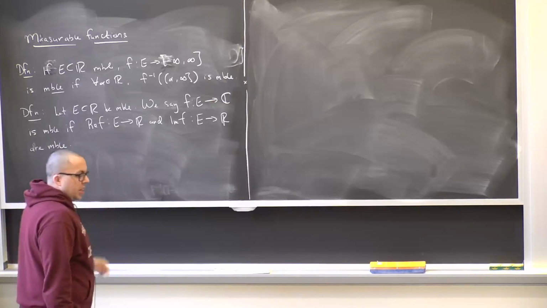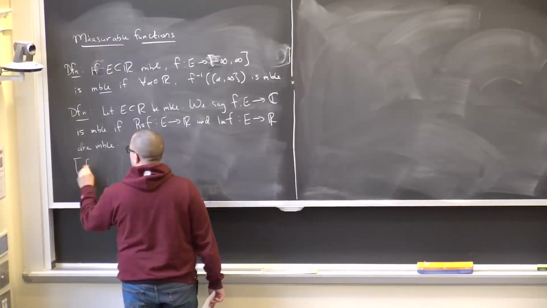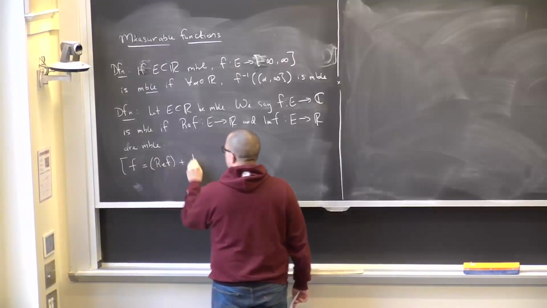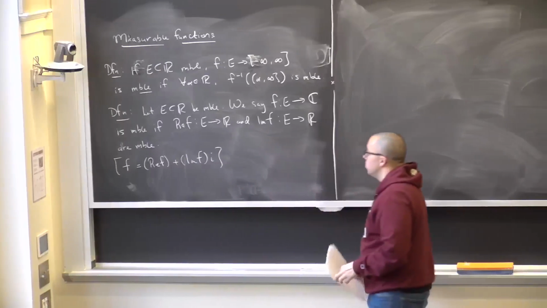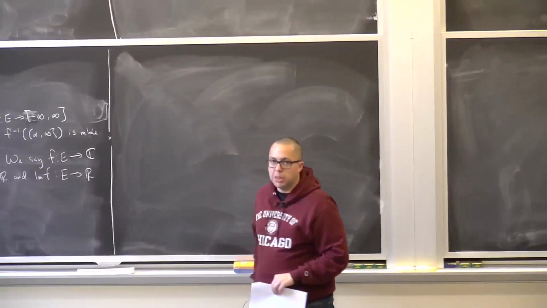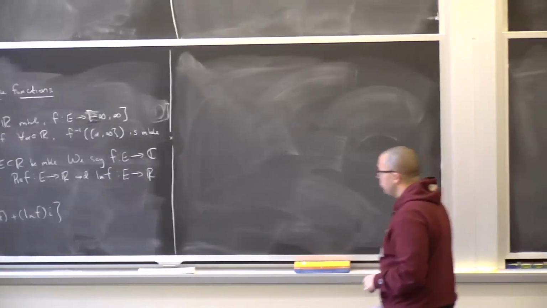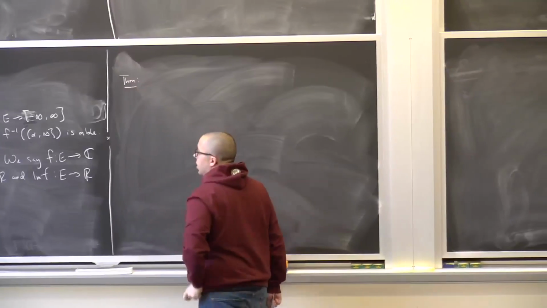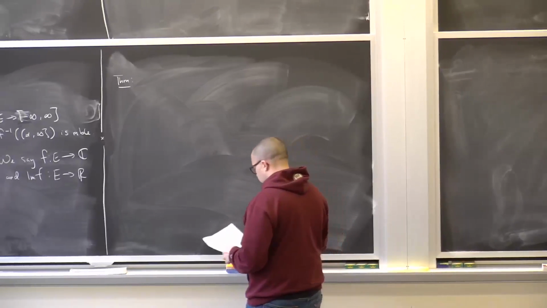So a function into the complex numbers you can always write as f equals the real part of f plus the imaginary part of f times i. So to say that f is measurable, we just require that its real and imaginary parts are measurable. Okay? Then you can verify the following simple theorem. Maybe I'll put it on an assignment or not. I haven't decided yet, or just parts of it.